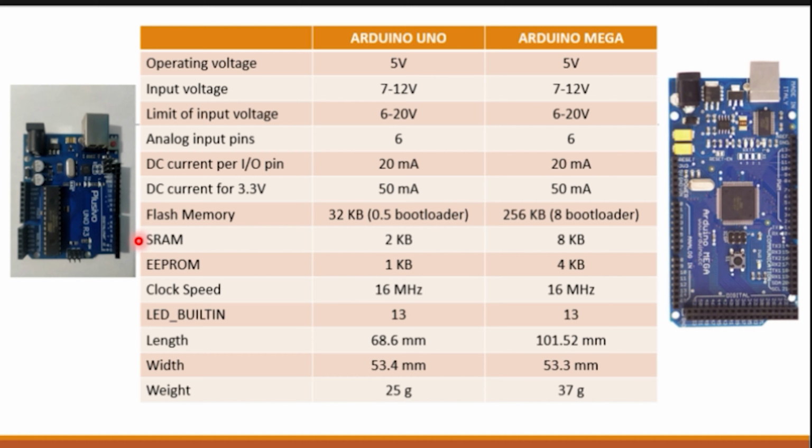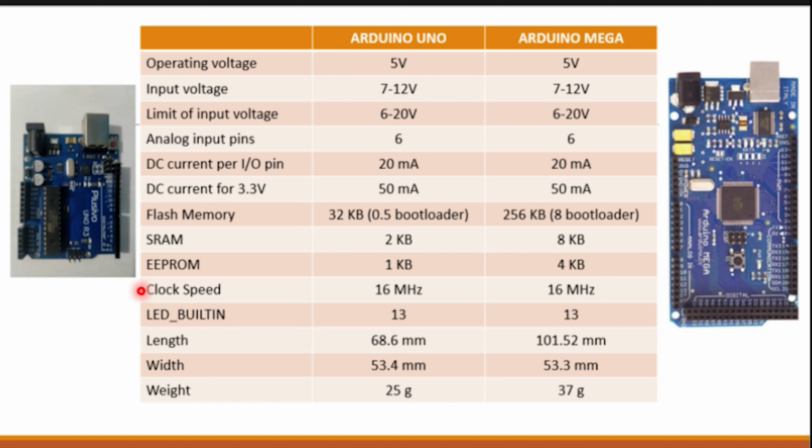The Arduino Uno has an SRAM of 2 kilobytes, while the Arduino Mega has an SRAM of 8 kilobytes. An SRAM is a type of memory chip which is faster and requires less power than dynamic memory. EEPROM stands for Electrically Erasable Programmable Read-Only Memory, a non-volatile flash memory device that stores information and is retained when power is removed. The Arduino Uno has 1 kilobyte of EEPROM and the Arduino Mega has 4 kilobytes.